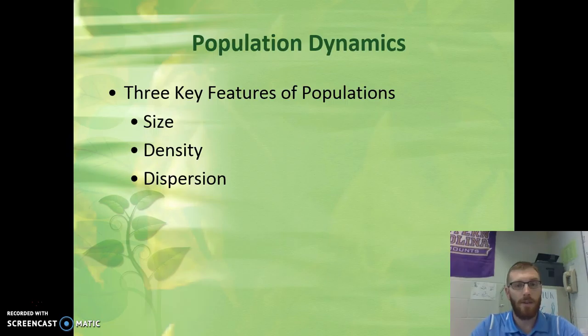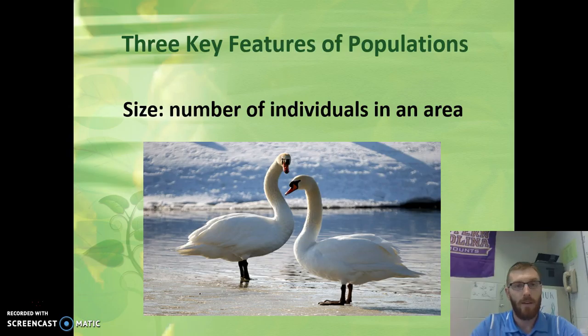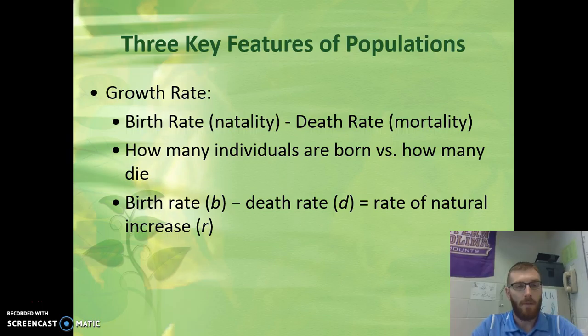Okay, there are three key features of populations: the size, the density, and the dispersion. Size is basically the number of individuals that are in the area. How we determine size, there are things like birth rate and death rate. Okay, we can talk about birth rate as natality, death rate as mortality. It's basically how many individuals are born versus how many individuals die. When we calculate the birth rate minus the death rate, we talk about the rate of natural increase, or how much the population is either growing or declining based on these figures.